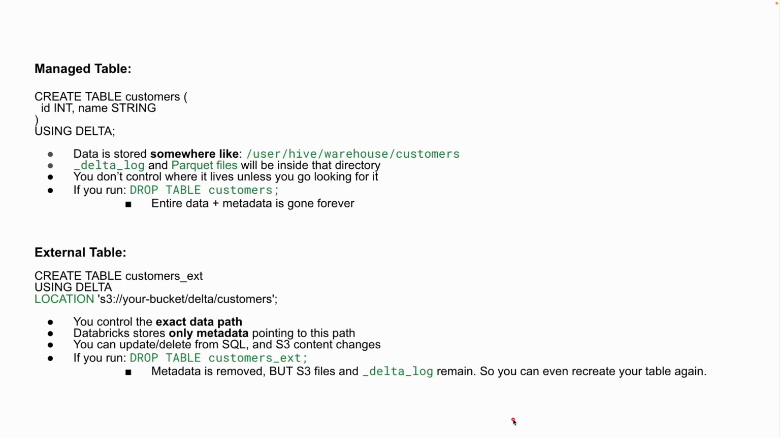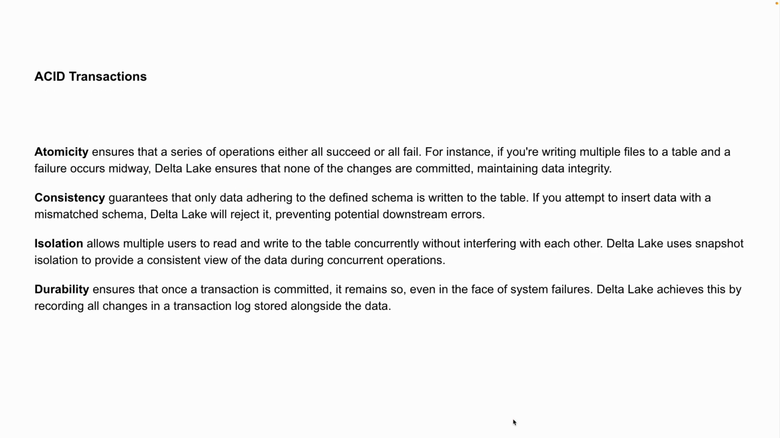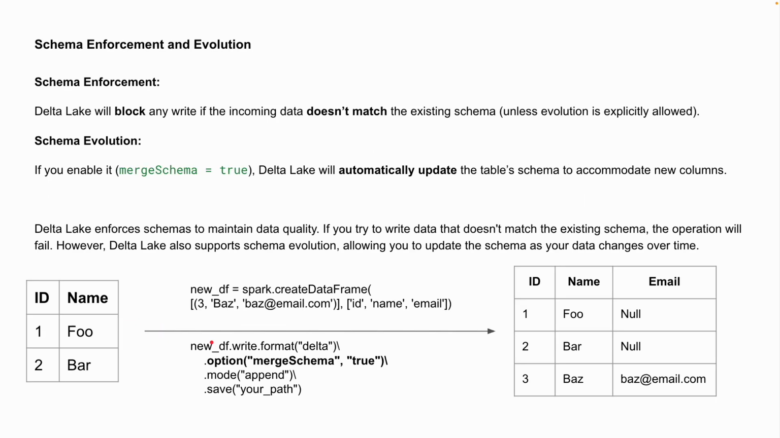Okay, so moving on, we are seeing some features. So ACID transaction, we already discussed what this ACID transaction means: atomicity, consistency, isolation, durability. So the next one we have is schema enforcement and evolution. This is another feature which Delta Lake provides.